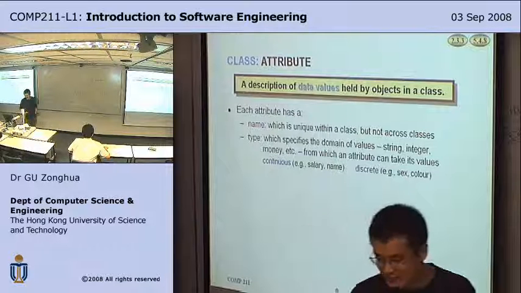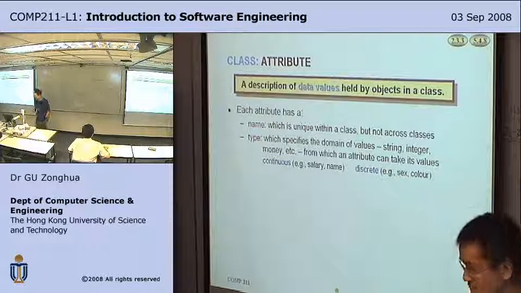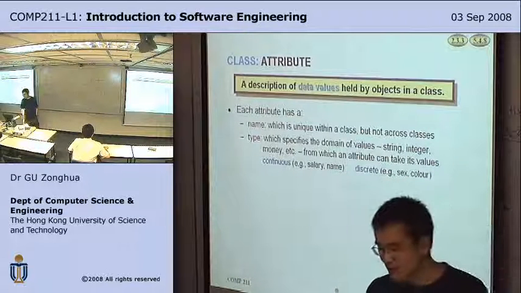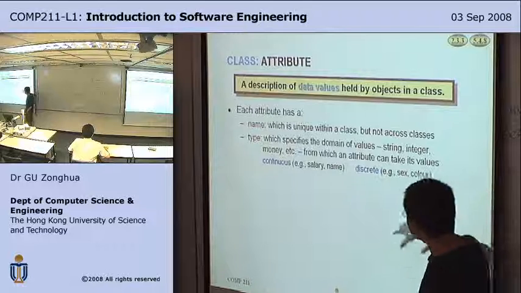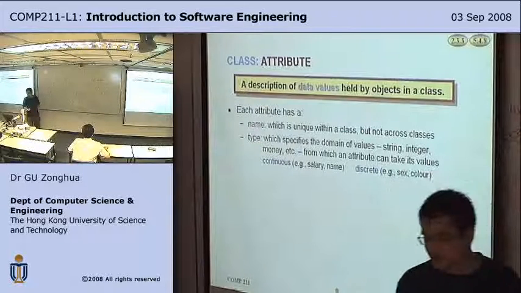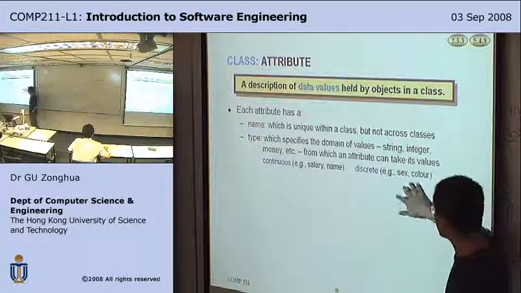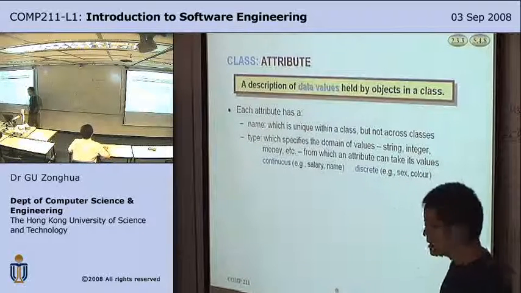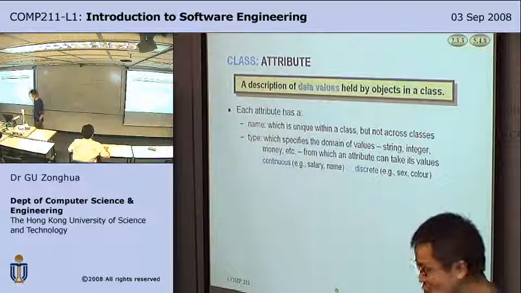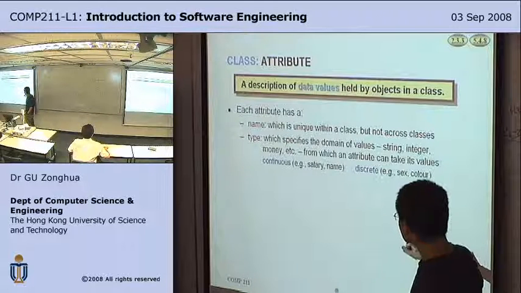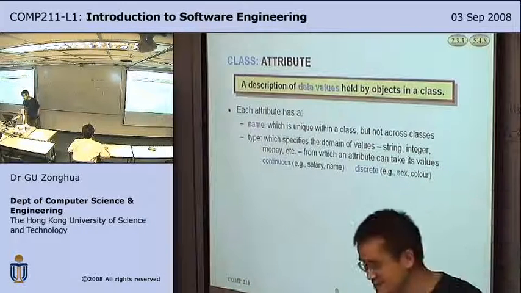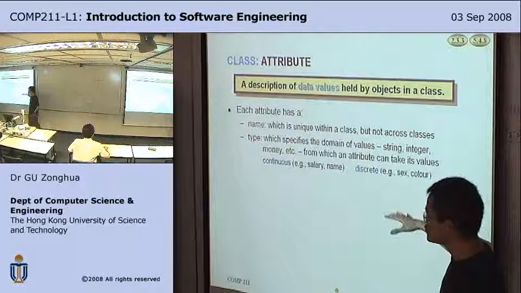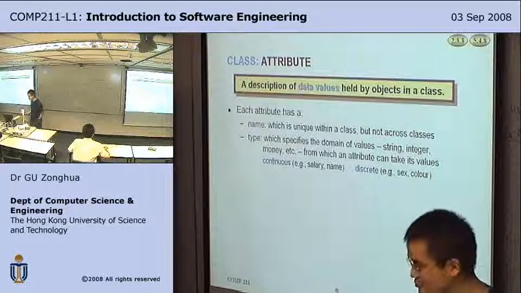So type specifies the domain of values, string, integer, many, etc., from which an attribute can take its values. So it could be continuous or discrete. Discrete attribute like sex, male or female, color, red, green, blue. Continuous like salary, from 10,000 to 20,000. Name, where you can really have any name, any combination of letters, as opposed to discrete, where you must choose from a fixed set of values.